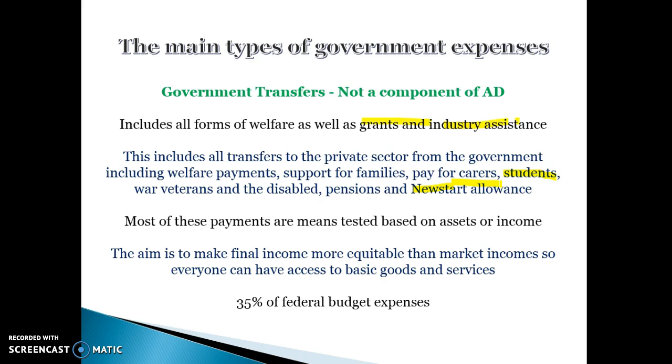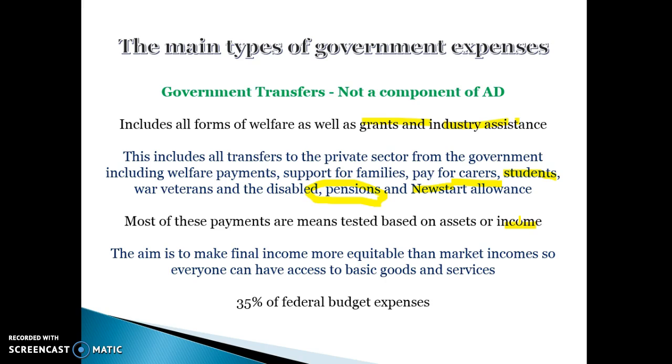Most of these payments are means tested, which basically means that you only get access to them when you have under a certain amount of assets or when you have under a certain amount of income. So the pension, for example, you only get access to the pension if you have less than $800,000 worth of assets, not including your home. And there are also other forms of allowances that are income-based, like New Start allowance and the disabled pension.